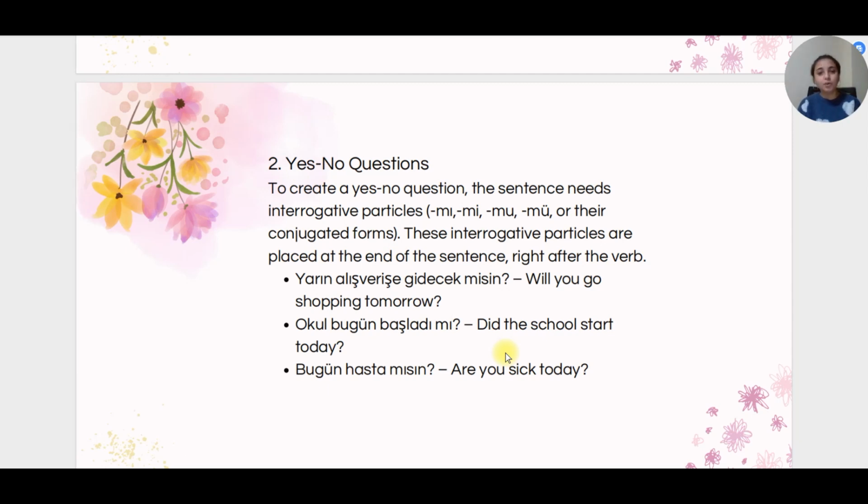Okay. Bugün hasta mısın? Are you sick today? Hasta is sick. Bugün is today. Mı is the question suffix. Sın is you are. And mısın becomes are you. Are you sick today?